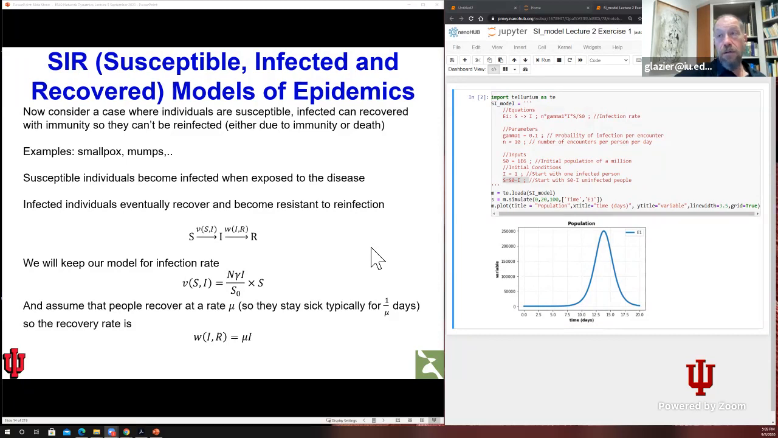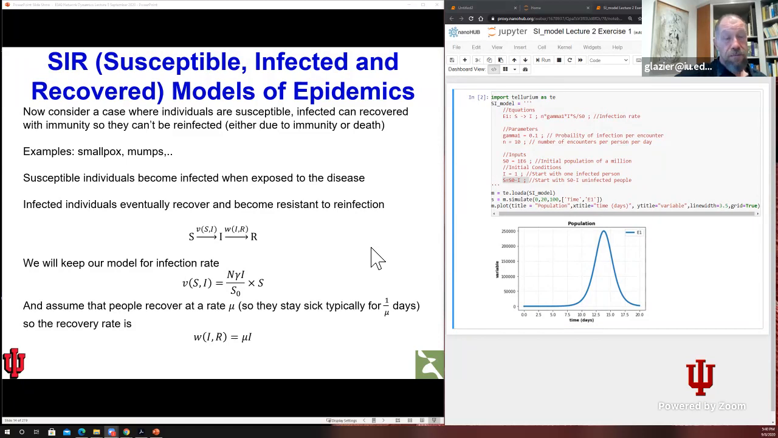We're going to keep our infection rate from the previous model, our SI model, so that the probability of a person being infected is the number of encounters n times gamma, the probability of being infected per encounter with an infected individual. I over S naught is the fraction of individuals infected in the population. The net rate is that times S, the number of susceptible.